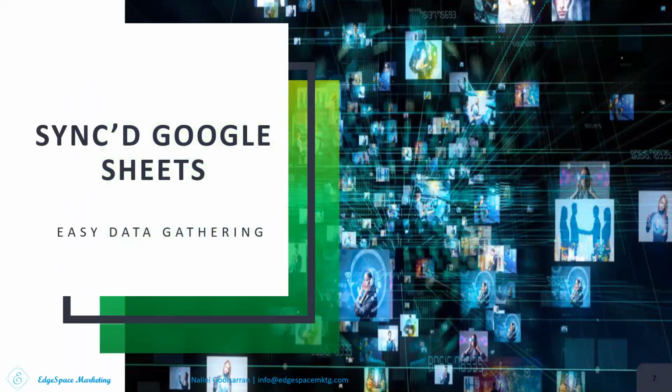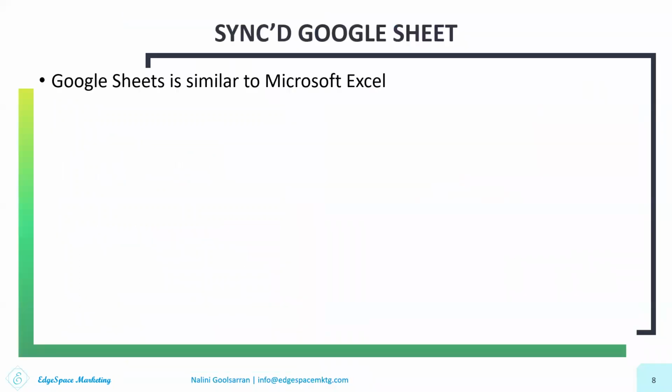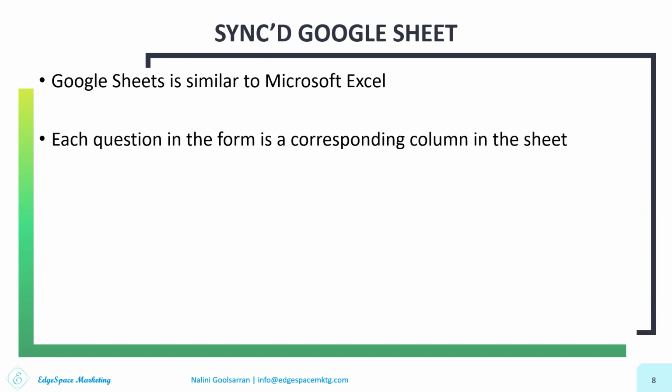So let's talk a little bit about the Google Sheets and what that means. As I mentioned earlier, Google Sheets is similar to Microsoft Excel. Each question in the form is a corresponding column in the Google Sheet. So what's nice about Google Forms is that when you create the form with, let's say, like we said earlier, 40 questions, you don't then have to manually go aggregate that data in a spreadsheet. Your synced Google Sheet will aggregate that data for you by collecting it in the corresponding column. When we get into the demo, you'll see what that looks like.